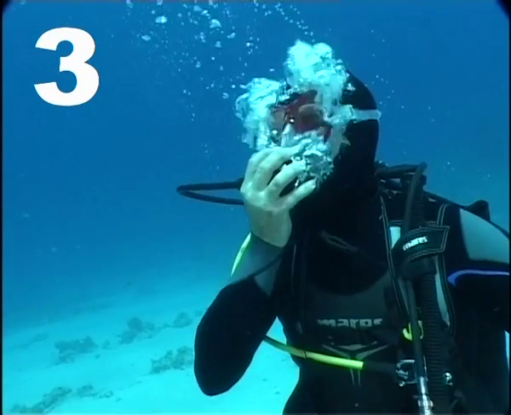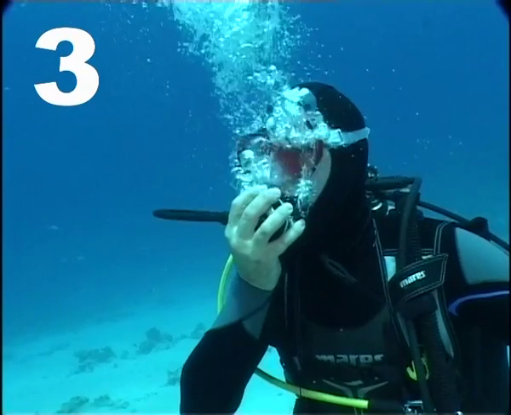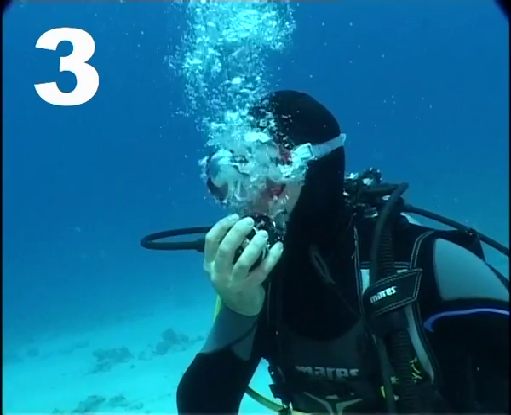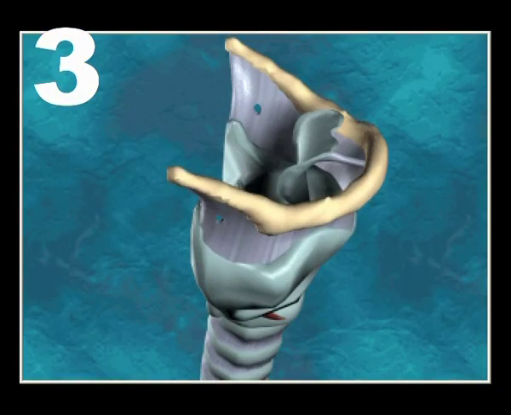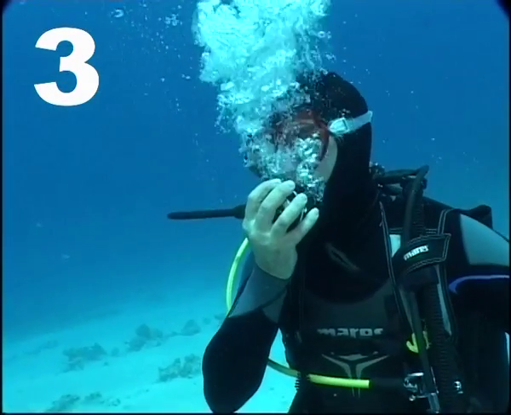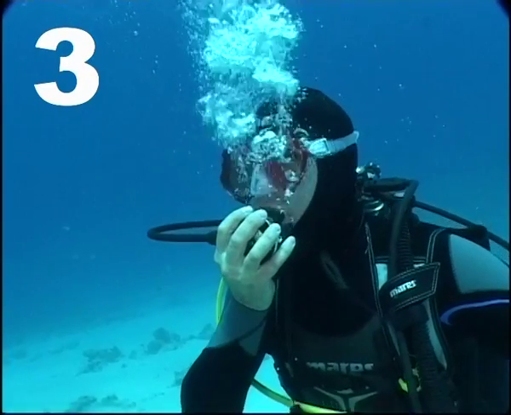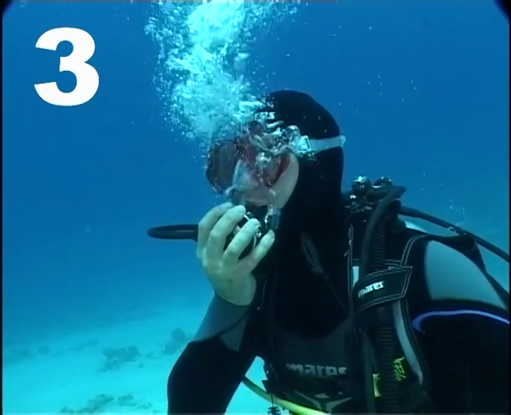In the third phase, expulsion, the glottis opens instantaneously and the air, previously held in, is violently expelled. The risk in this phase is that of loosening the grip on the mouthpiece, causing the second stage of the regulator to fall out of your mouth.